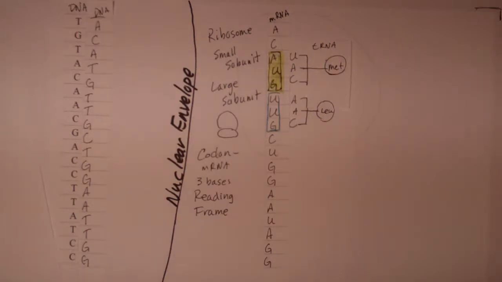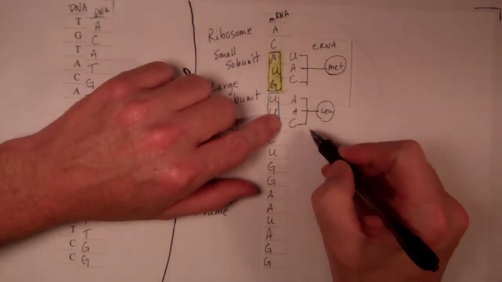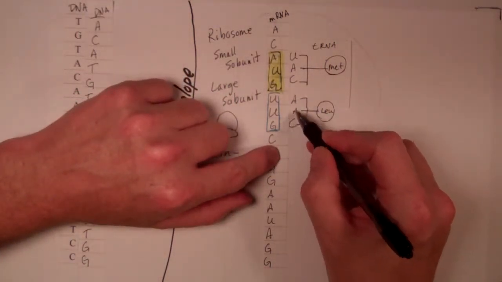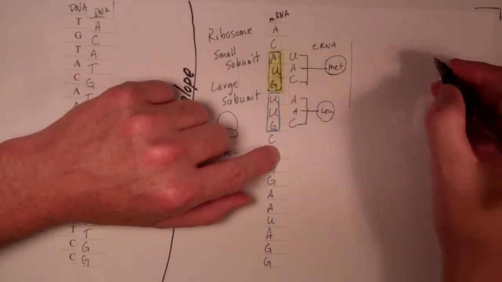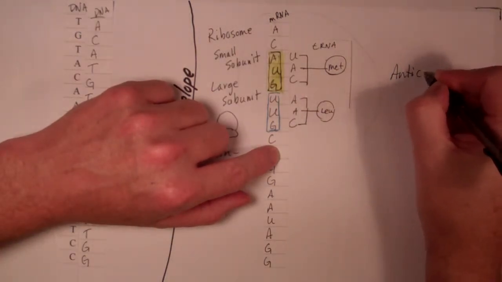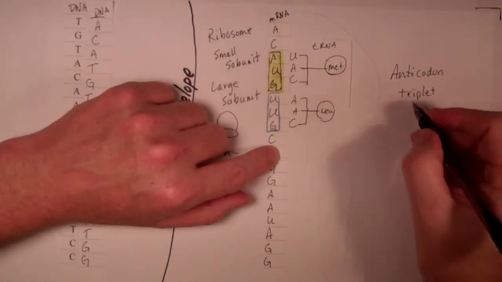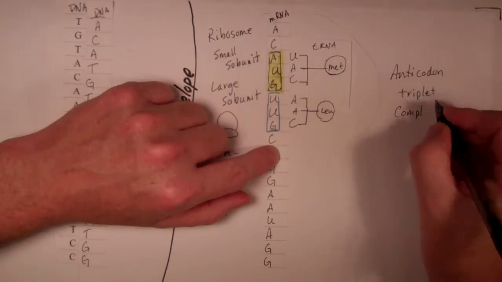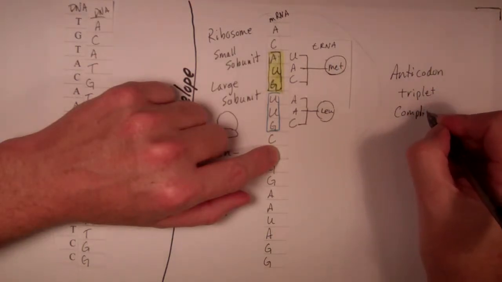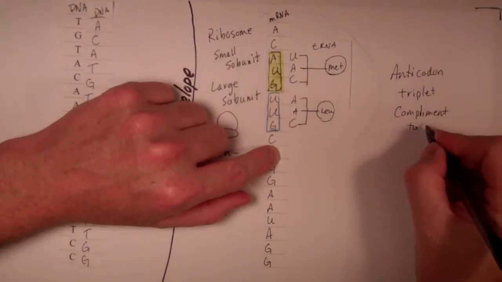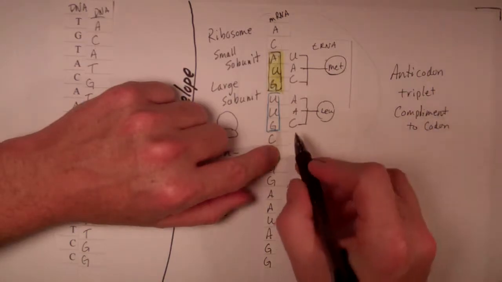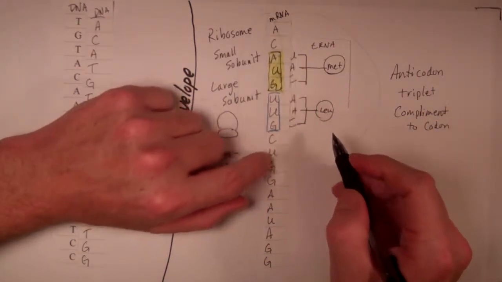Now on this piece of tRNA, this 3-base triplet, if you will, is called the anticodon. It is that triplet that is the complement to the codon. And on that tRNA, it's going to carry that other amino acid.